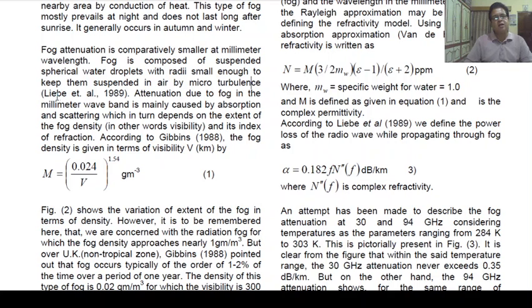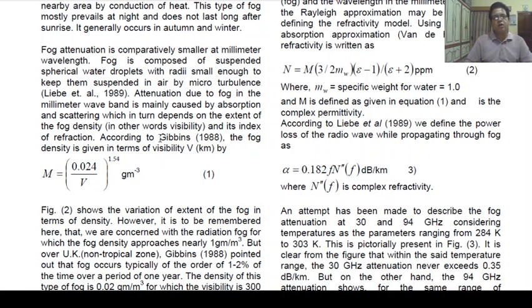This is the reference, Liebe et al., 1989. Attenuation due to fog in the millimeter wave band is mainly caused by absorption and scattering, which in turn depend on the extent of the fog density, in other words visibility, fog density or visibility, and its index of refraction.